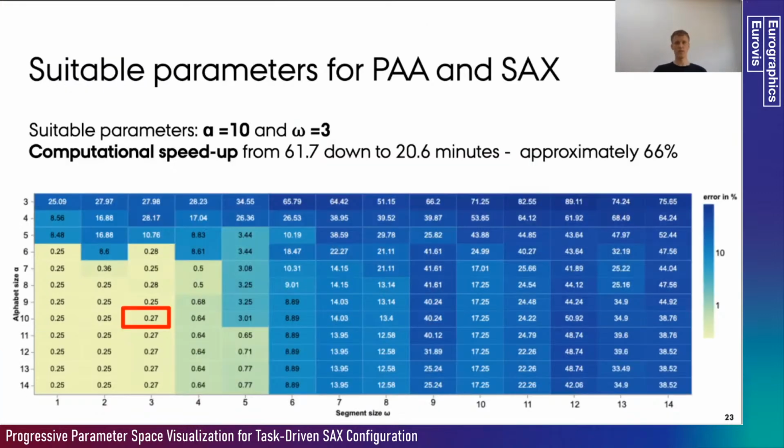One suitable pair of parameters is, for instance, an alphabet size of 10 and a segment size of 3. Using this parameterization for a computation of BLS on the first 10 quarters of the exoplanet 8b led to a computational speedup from 61.7 down to 20.6 minutes, which is a decrease in computation time by approximately 66%.